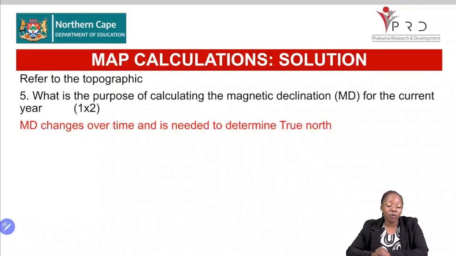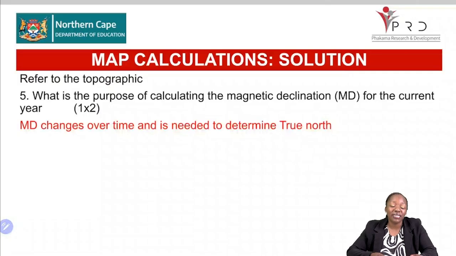Looking there, the purpose of calculating magnetic declination is because the magnetic declination changes over time. So as it changes over time, it is needed to determine the true north. Some might say we calculate magnetic declination so that we don't get lost. Why? Because it is changing over time. So as it is changing over time, it means it needs to be calculated yearly.